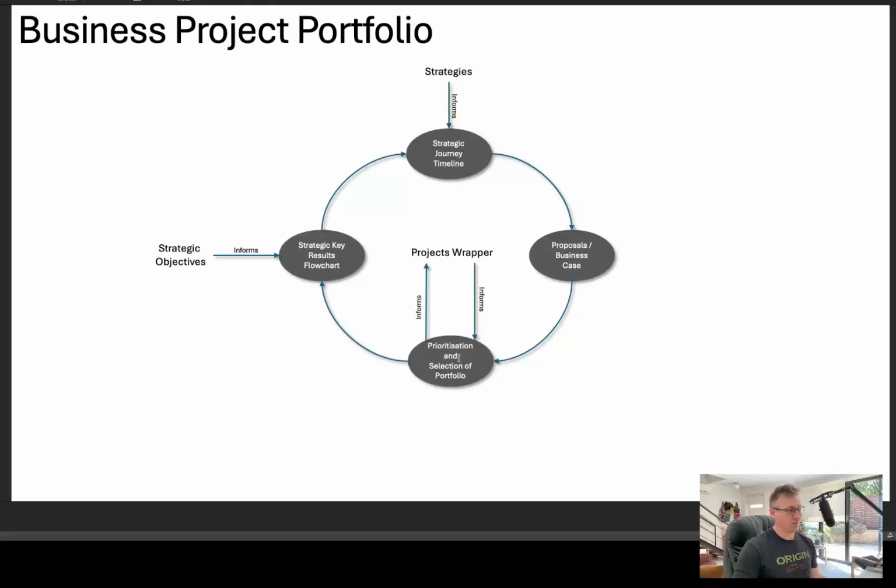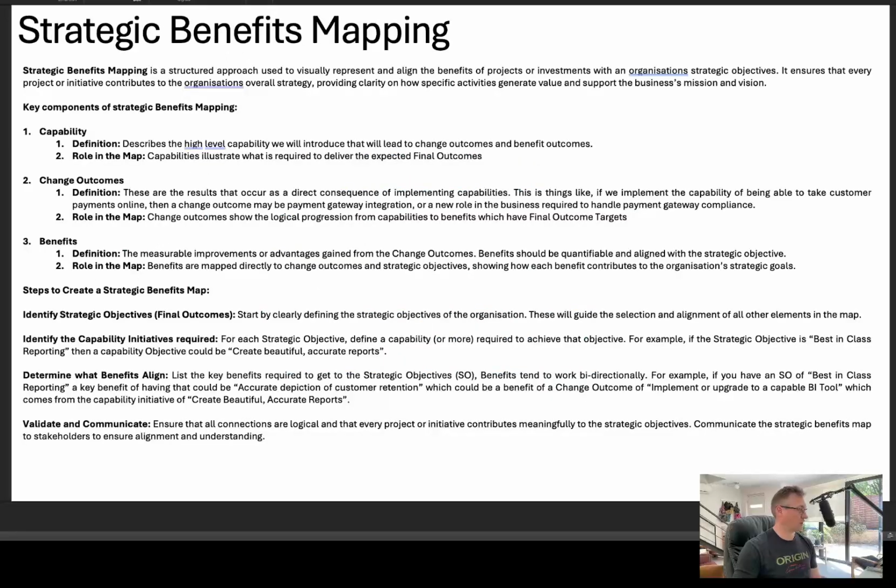And then you go into a prioritization and selection of your portfolio, because obviously you're not going to do absolutely everything you can think of unless you've got all the money in the world. So you're going to prioritize what you want done first, and you're going to select your project portfolio, and that will inform your projects wrapper, which is basically your projects that are getting initiated, run through and completed. And then obviously your strategic objectives inform the strategic key results flowchart, which we'll go through in a little bit. Cool. We don't really need to go into the detail of that. Pause that if you want to have a read through.